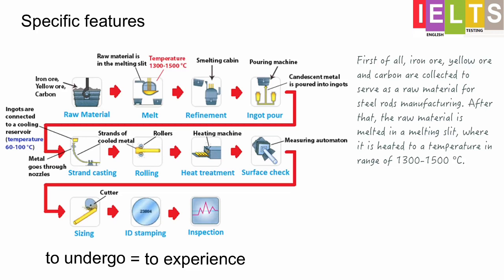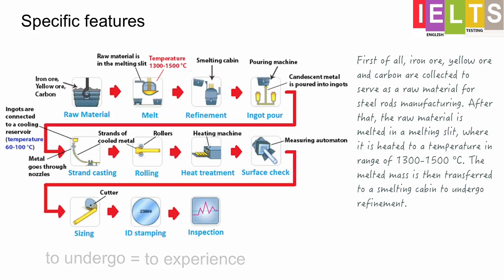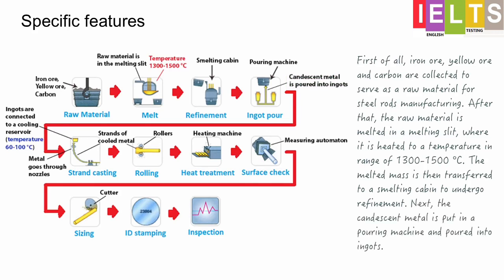Here's how I describe this stage. The melted mass is then transferred to a smelting cabin to undergo refinement. Then comes the fourth stage. It's called ingot pour. The picture shows a pouring machine that pours some material into containers, and a short explanation says, condensed metal is poured into ingots. Using this information, I wrote such a sentence. Next, the condensed metal is put in a pouring machine and poured into ingots. And that's all with our first paragraph for specific features.